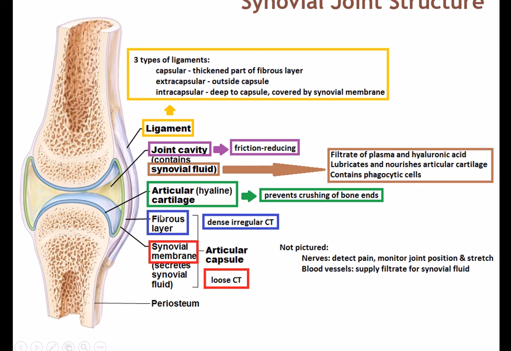We have mechanoreceptors that monitor the position and stretch of our joints so that we don't overstretch them. You'll see we have a ligament here on the outside of the capsule. So we actually have 3 types of ligaments that we find associated with synovial joints. We have capsular ligaments, which are a thickened part of the fibrous layer of the articular capsule. We have extracapsular ligaments, which is what this one is. So they're found outside of the articular capsule. And then we have intracapsular ligaments, which are deep to the capsule and are typically wedged in between the fibrous layer and the synovial membrane.